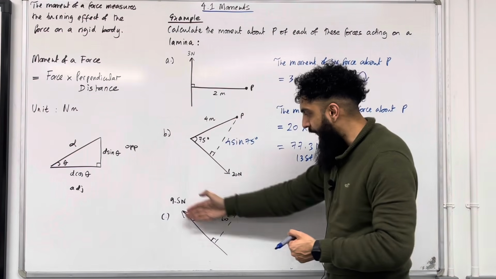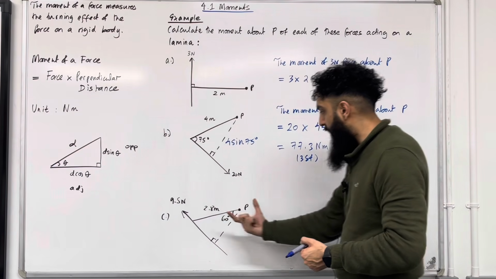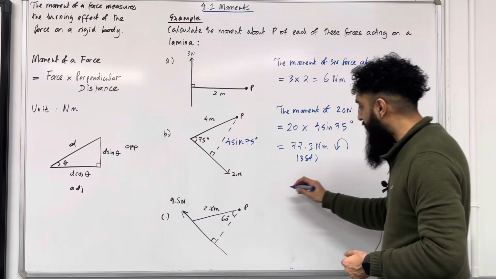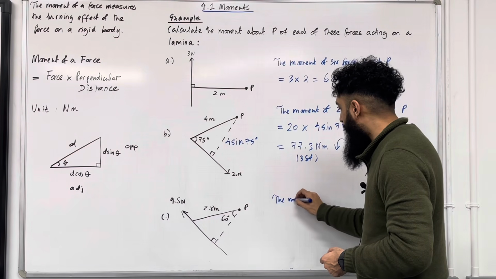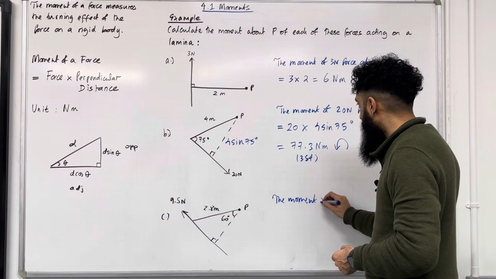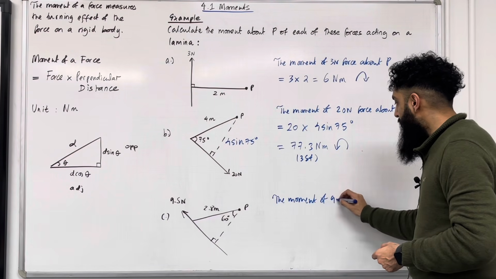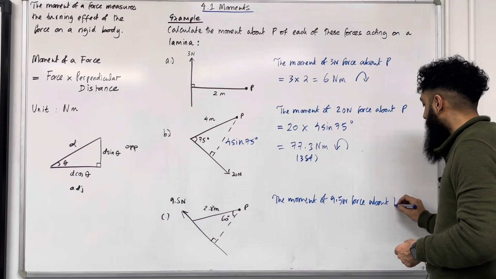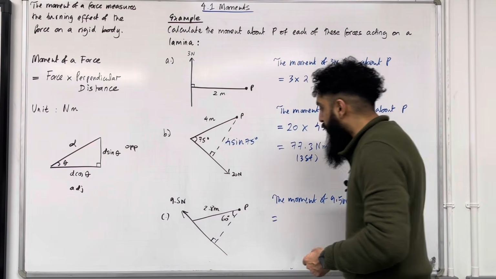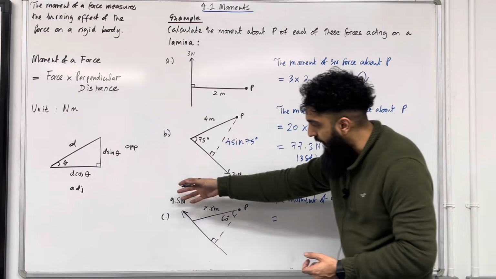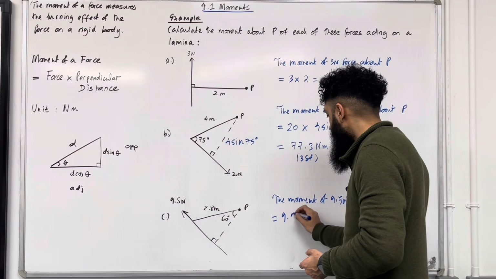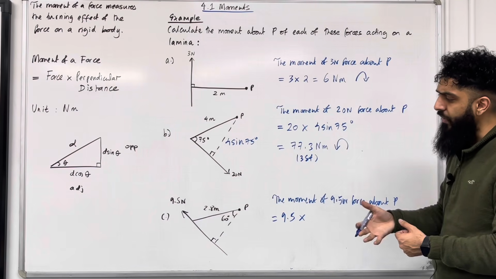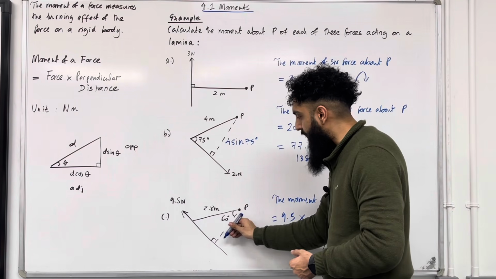Here is the force 9.5 newtons. Here is the lamina. Here is the fixed point P. We want to calculate the moment of 9.5 Newton force about P. This is going to equal the force itself, 9.5 newtons, multiplied by the perpendicular distance from the point P to the force. That is this perpendicular distance.